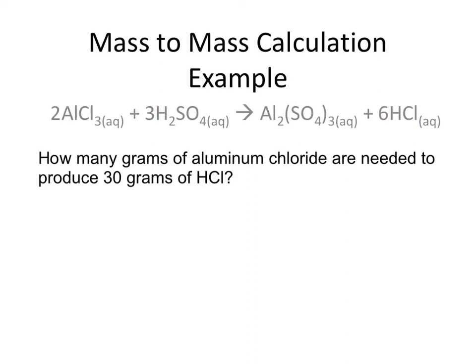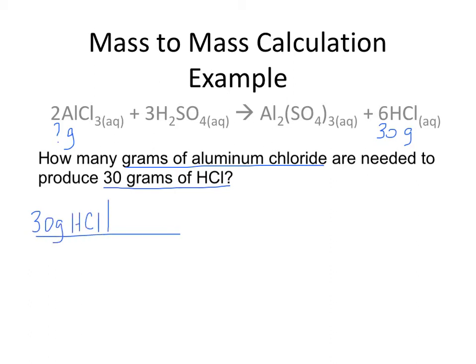A mass-to-mass calculation is a little bit more complicated, a little more involved, there are a few more steps, but we start in the same way. So the question is saying how many grams of aluminum chloride, so we're looking for grams of aluminum chloride, are needed to produce 30 grams of HCl. So we have 30 grams over here. So we're going from grams to grams. 30 grams is our given, and we're going to grams of AlCl3. We start the same way that we always start with our given. So we have 30 grams of HCl.